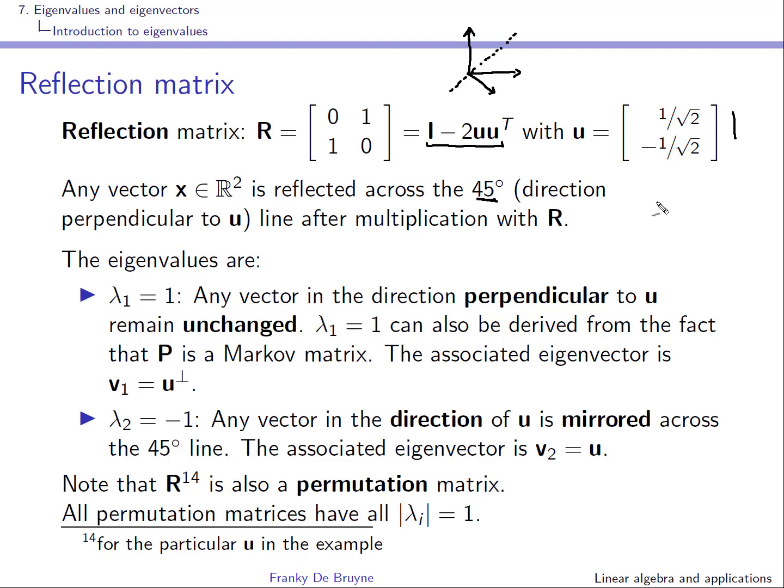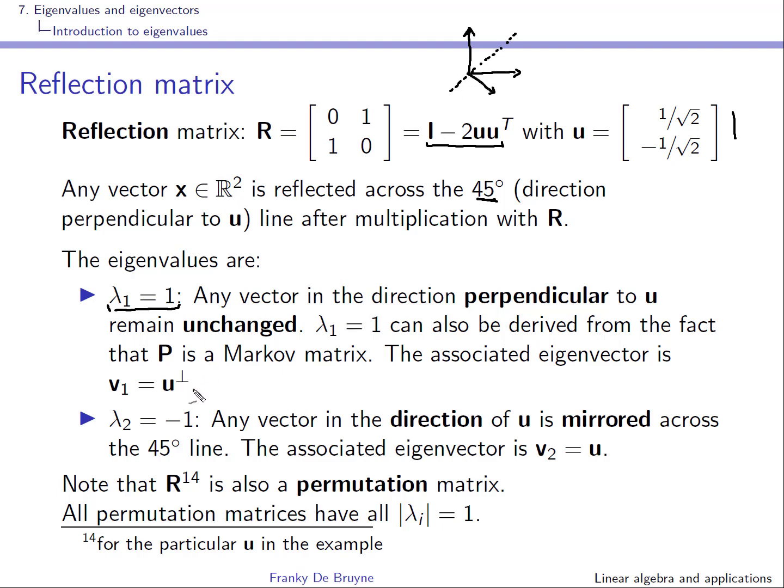Okay, so again, it's easy to obtain eigenvalues and eigenvectors. Suppose that we take a vector that is along this line here, it will be projected on itself. So obviously lambda 1 will be equal to 1, and well, this corresponds to an eigenvector that is perpendicular to u.